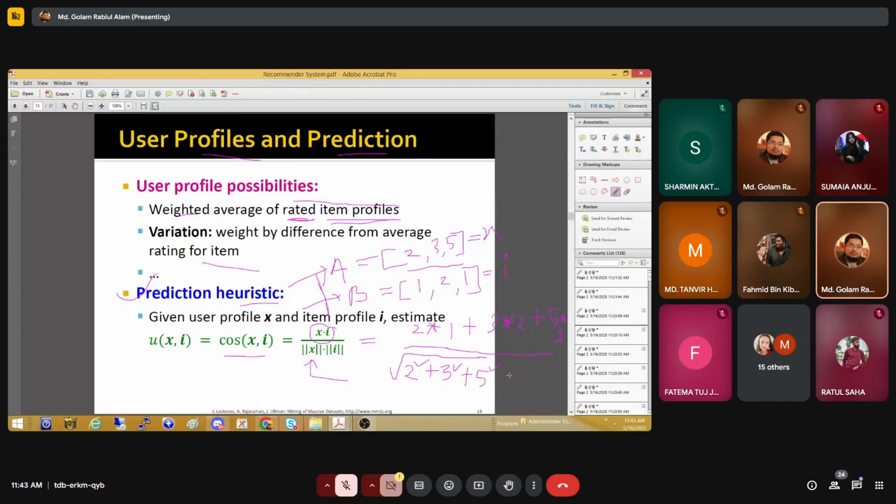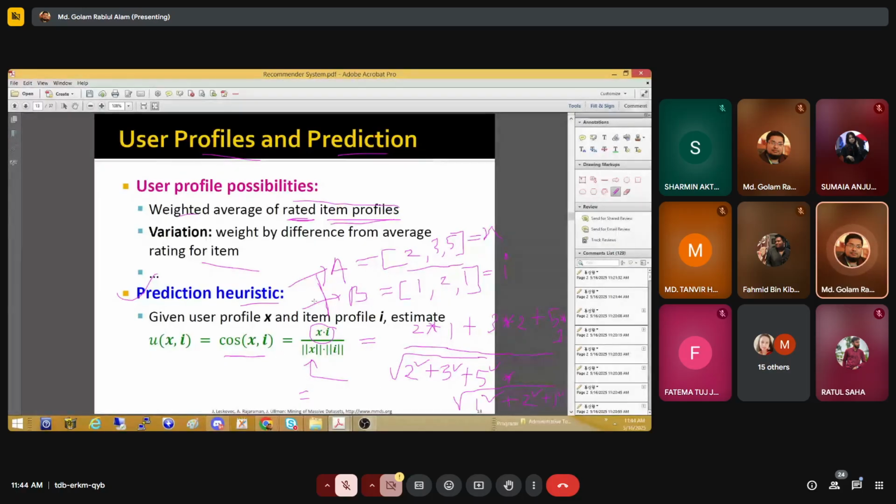Okay, and also we have to multiply this one by the length of I. So length is square root of 1 square plus 2 square plus 1 square. Okay. So if we do the math, then we will get the cosine similarity between these two vectors.